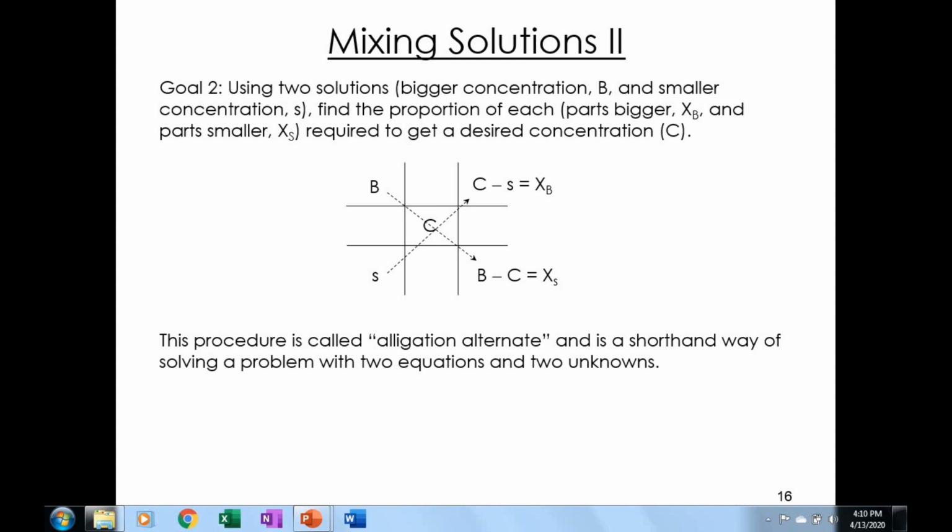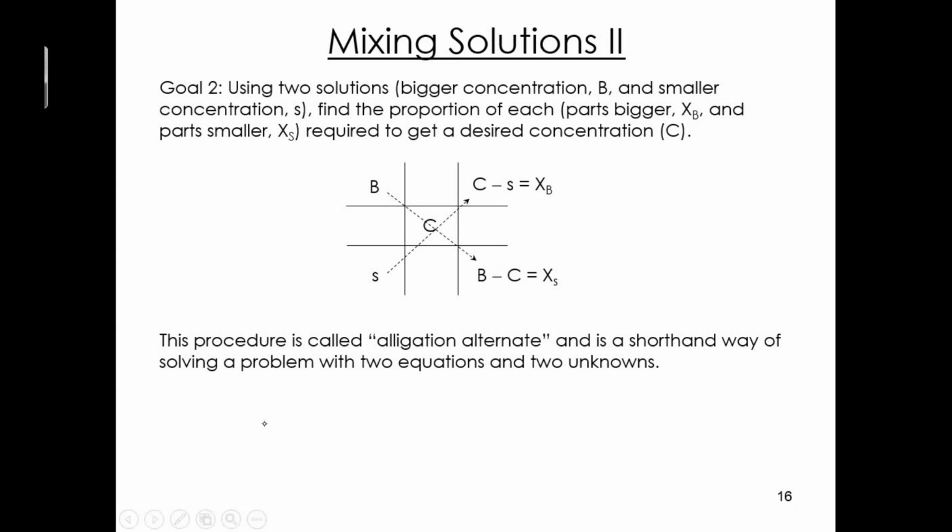The problem can be solved algebraically using two equations and two unknowns, or you can use alligation alternate, which is also sometimes known as the tic-tac-toe method. In this tic-tac-toe method, which is shown here, the upper left corner is where you write in the bigger concentration, and the bottom left square is where you write in the smaller concentration. And the center square is where you put in the desired concentration, represented by the large C here.